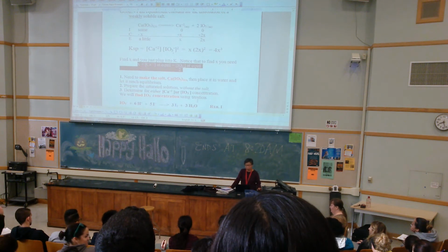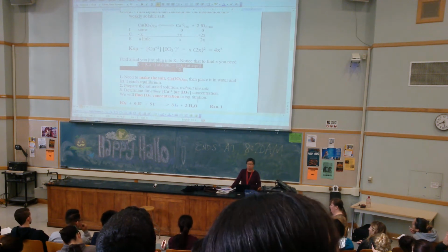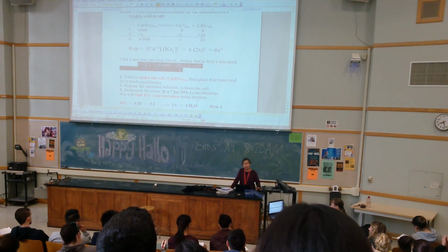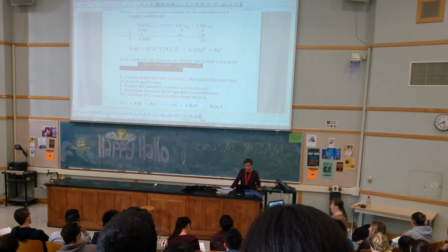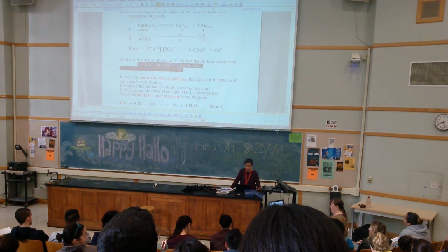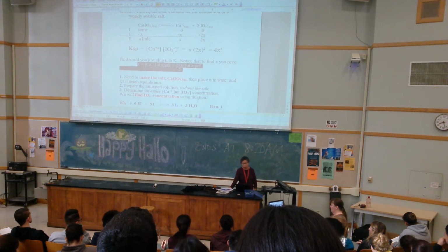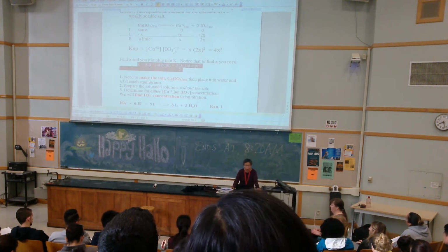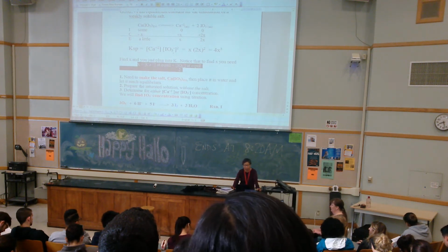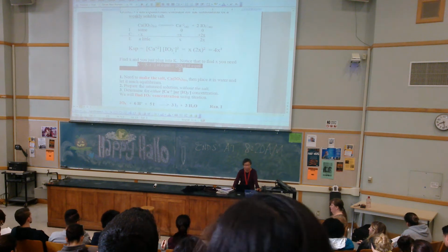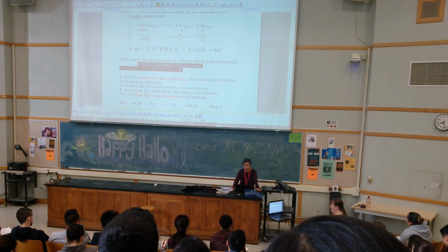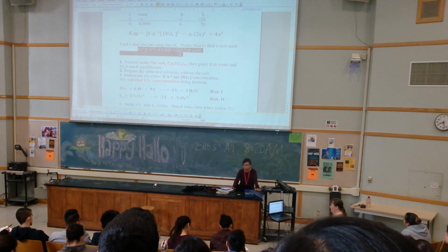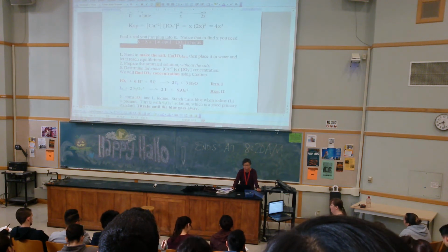So you make the salt, then you place it in water and let it reach equilibrium. But before you do that, you're gonna have to do several washes. I'll go into that in a little more detail. You're gonna prepare the saturated solution without the salt, which means without any solid. And then you can determine either the calcium content or the iodine. In this lab, we will be calculating the iodine, doing this kind of complicated system.